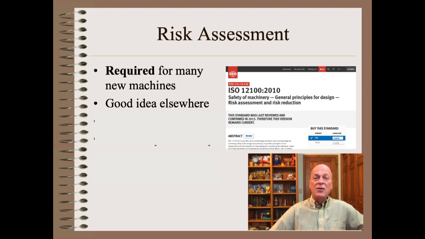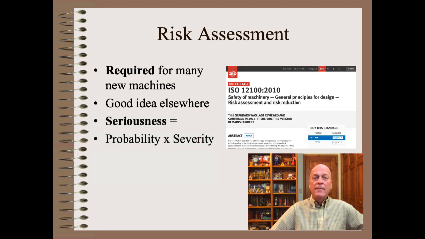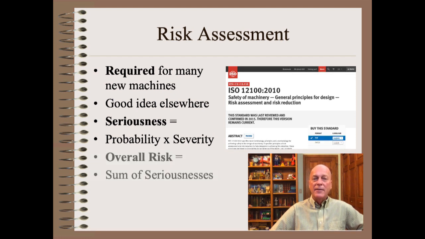Each risk is graded by the probability that an accident can occur in that way and the severity of that type of accident. A severity of a pinch on this equipment could vary from crushing to fatal. The seriousness of any individual risk is the probability times the severity. The overall risk on a given machine or in a plant is the sum of the seriousnesses of all risks there.